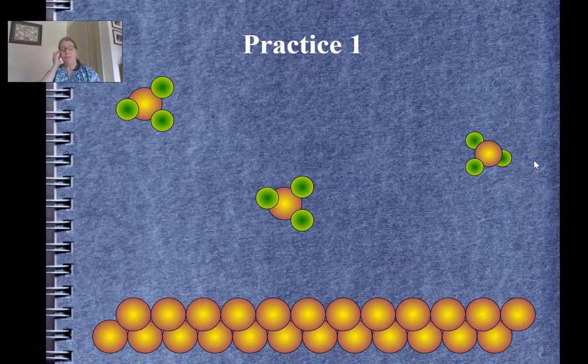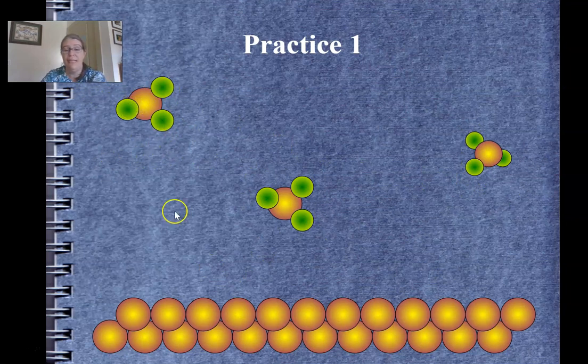All right, so we're into some practice problems. Let's take a look at this one. I'm going to let you pause the video and draw this out and write down your guess as to what you see for practice 1. All right, so I have a gas up here. You can tell it's not at the bottom of the container. It's widely spaced apart. And this is still a compound. I can tell because I have 2 different colored spheres and they have that consistent ratio of 1 to 3.